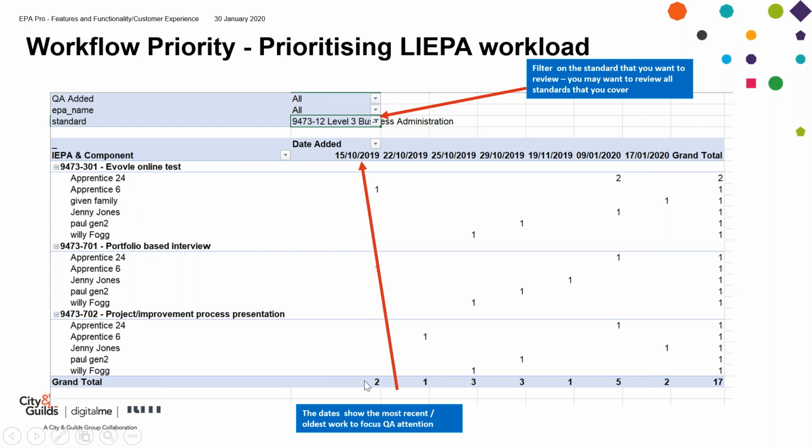As I've said, at low volume, it's not a problem, because if you've got one or two every couple of days, you'll just clear them. But if there's more information in here, you can see that, if you're looking at apprentice Given Family, interesting name, that work has only just come into your workflow, whereas apprentice 6 came into your workflow earlier in the month. And so it gives you the focus on the dates to be able to show where you need to put your attention.